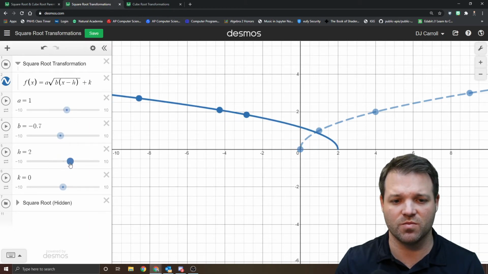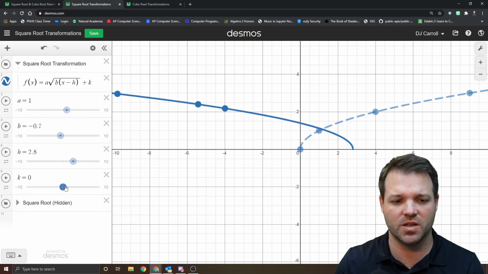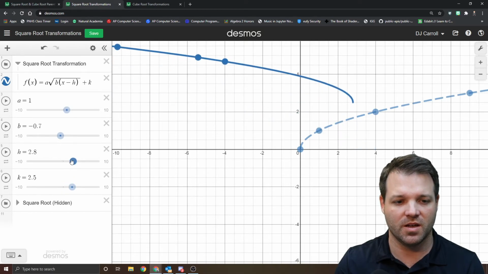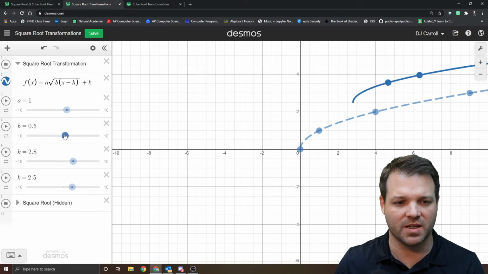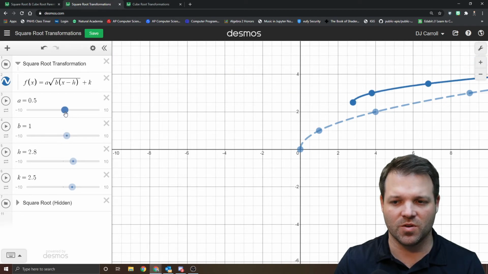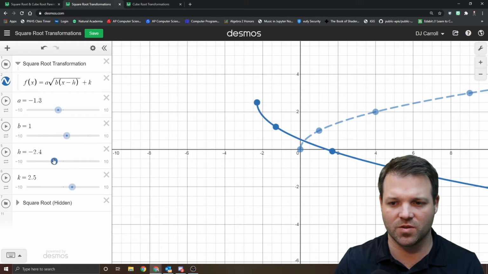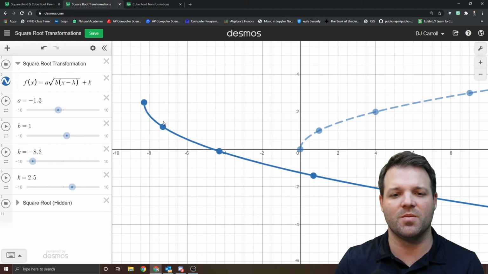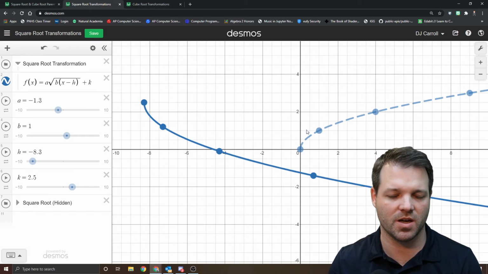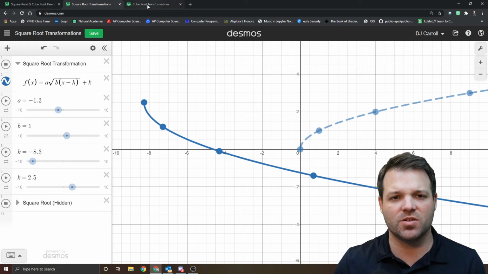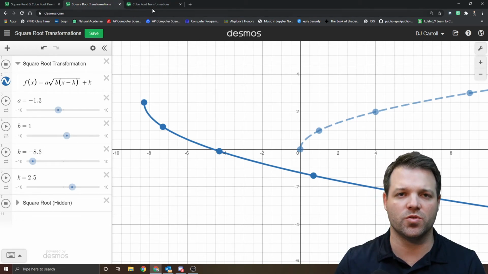So let's go ahead and move this thing to the right a little bit. We'll move it up a little bit. Let me put this b back at 1. Maybe the a is going to be flipped downwards. Actually, let's move this over here. So whatever, anyways. But ultimately, all these transformations are taking place on each one of these points. Okay? All right, and so let's head over to the cube root transformations.